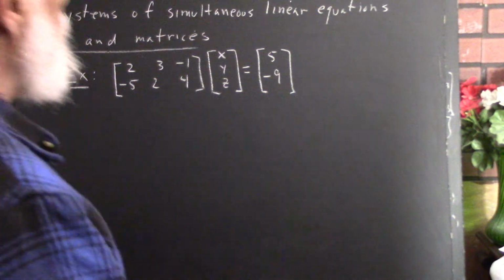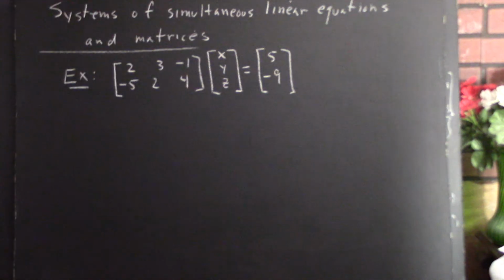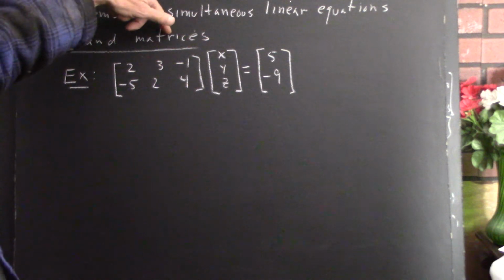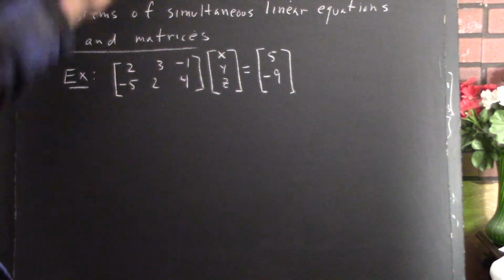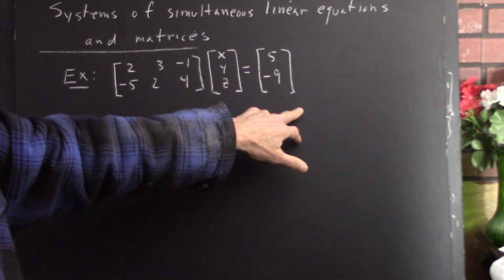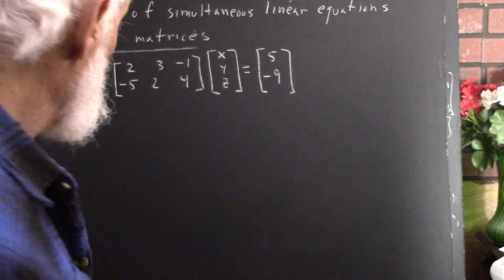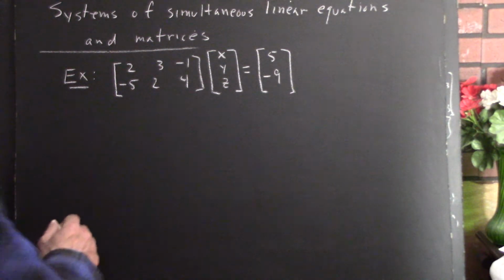Okay, the fundamental idea is how systems of simultaneous linear equations relate to matrices. So here's a matrix product, a simple matrix product. We can write this product out.